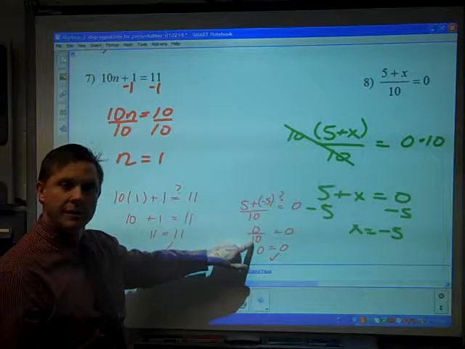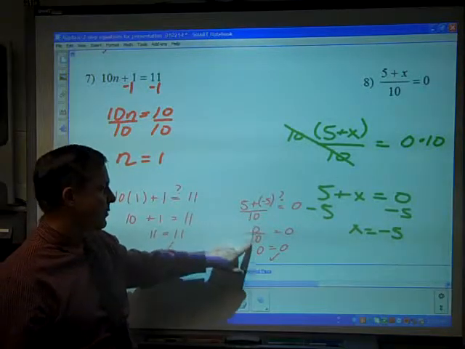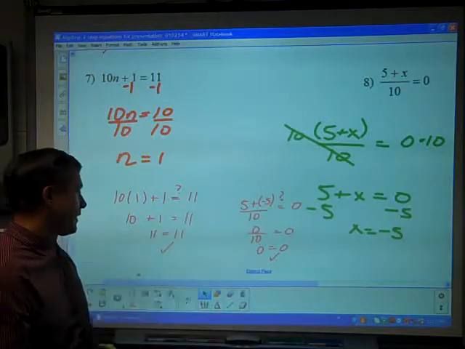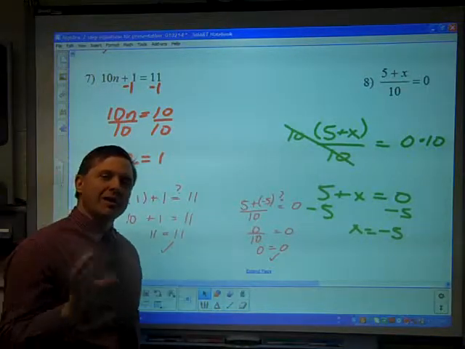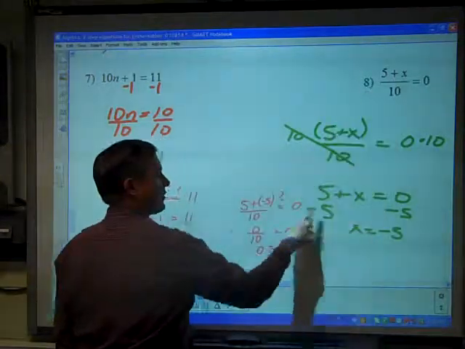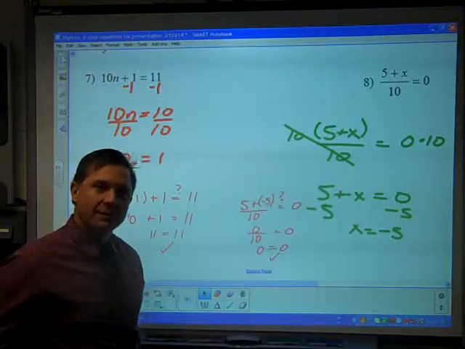0 divided by 10. If you have 0 cookies for 10 people, how many cookies does everybody get? 0. 0 equals 0. That's true. And there we go. When we practice 2-step equations, we need to be checking back to the original equation with our solutions. Keep practicing and it will go well.